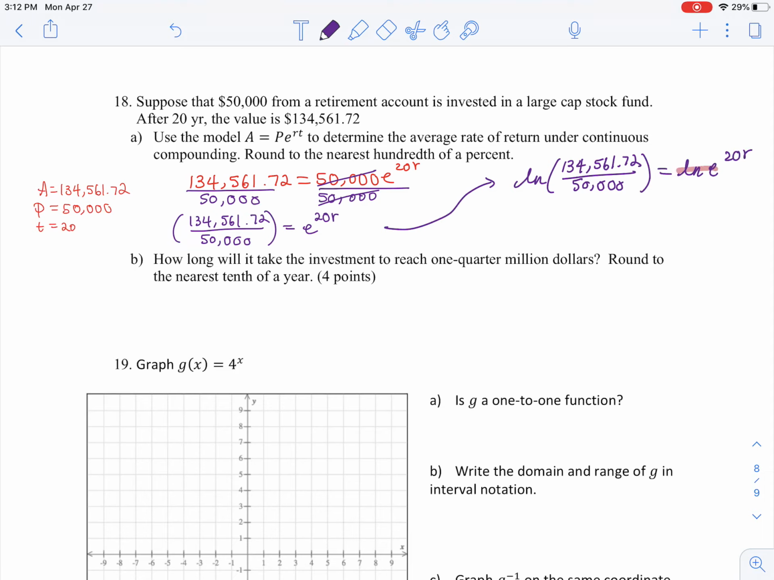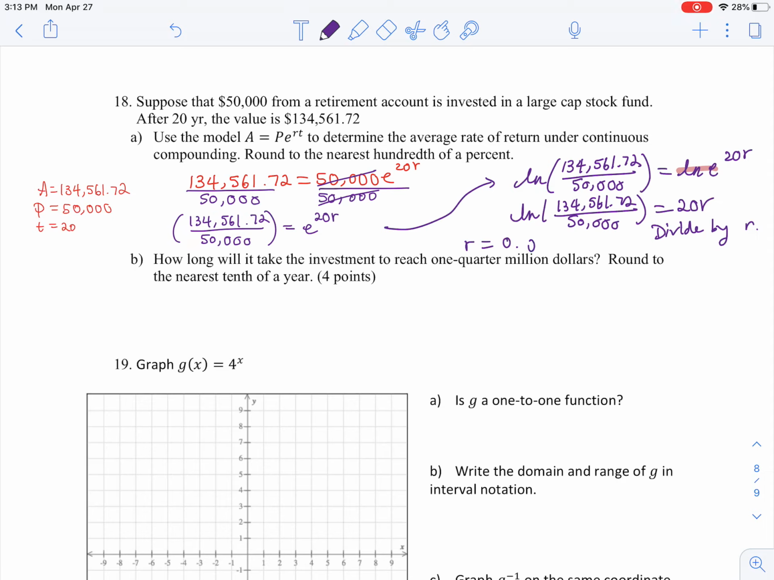But remember what happened to this natural log of e. That's just 1. So we're gonna, I hate writing this big fraction, but it is what it is. So let's just write it one more time. Equals 20r. So what's that? Well, all we need to do is divide by 20. And I will make sure to give you more room for the paper pencil exam takers so that you can write more work that is not squeezed, okay? So let's type this in. Divide natural log of 134,561.72 divided by 50,000, and divide that number by 20.